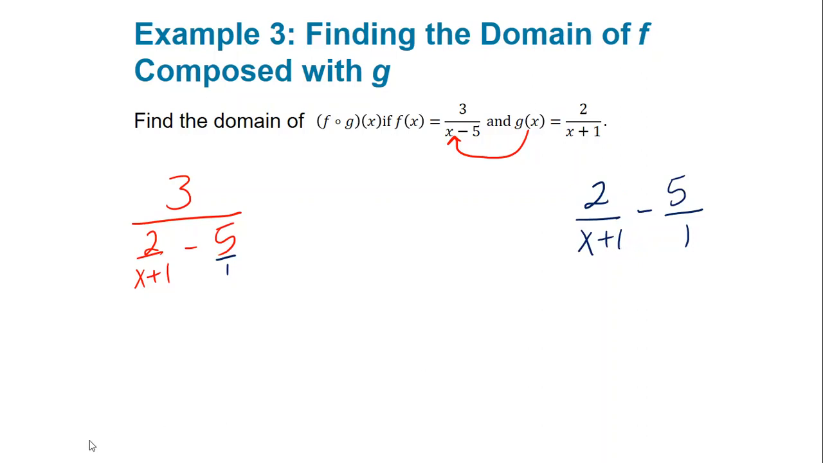So we need to have a common denominator, right? The denominator here is x plus 1. So the denominator here also needs to be x plus 1. If I multiply this denominator by x plus 1, I also have to multiply its numerator by x plus 1. That's how you turn it into a common denominator, because in order to add fractions, they have to have the same denominator, correct? So now I can write this as 2 minus 5 times x plus 1, all over x plus 1. Now it's almost one complete fraction.